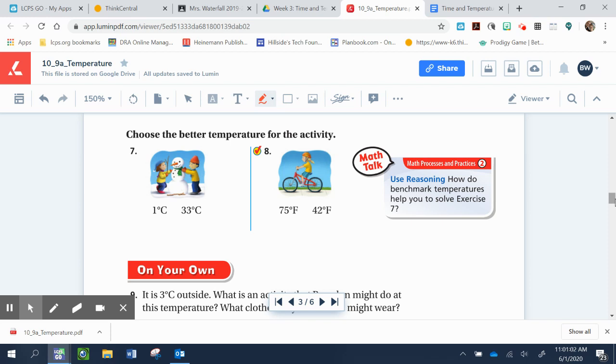All right. We're going to choose the better temperature for the activity. So 1 degree Celsius or 33 degrees Celsius for the snowman. Well, we know freezing is at 0 degrees, so 1 degree Celsius is going to be our best bet. And for this little girl here, she is riding her bike, and we're doing Fahrenheit for this one. So you have to make sure you look to see, oh, we're at Fahrenheit, okay? So 75 degrees Fahrenheit is a good temperature to ride your bike. If it were 42, it would not be a good temperature. You might have to bundle up a little bit, okay?